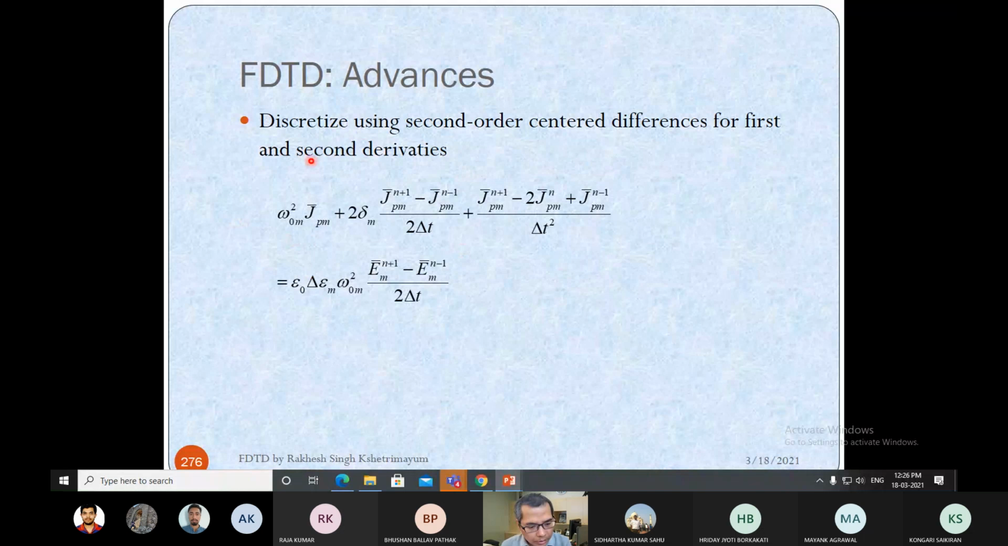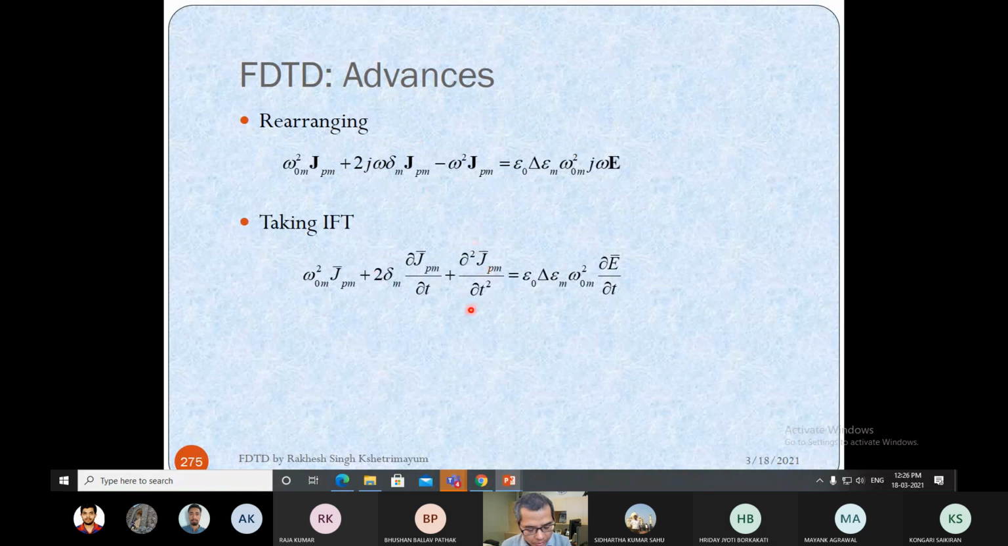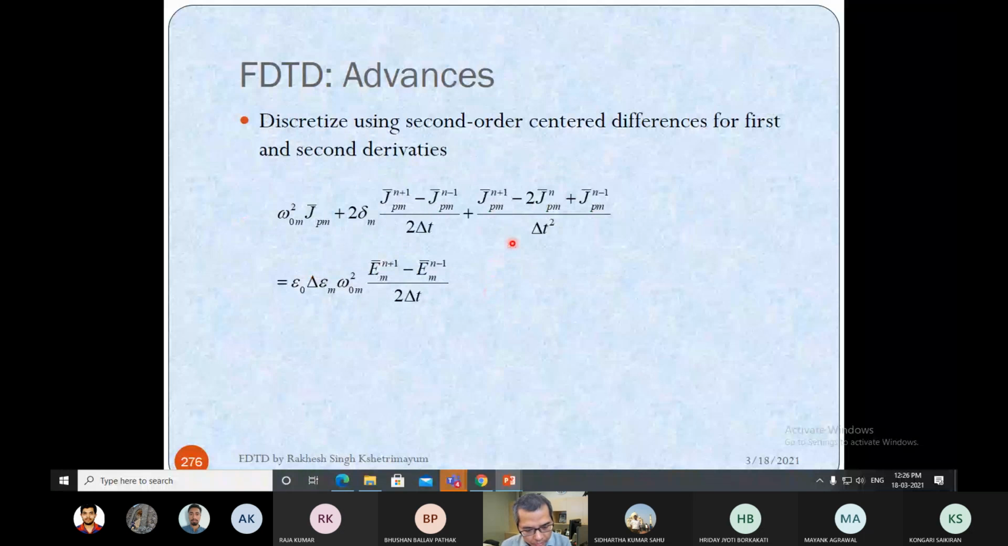So from there you can discretize. We'll use a second order central finite difference approximation. That is because we have a double derivative here also. I discussed the double derivative at the beginning of the class. So you need 2 time steps to find the double derivative.